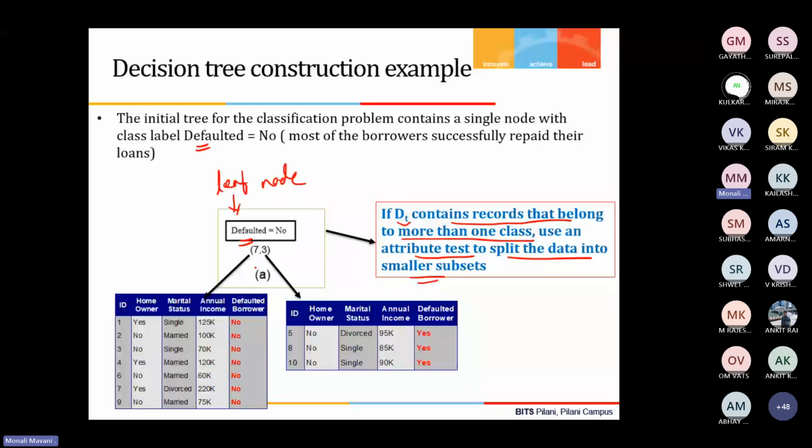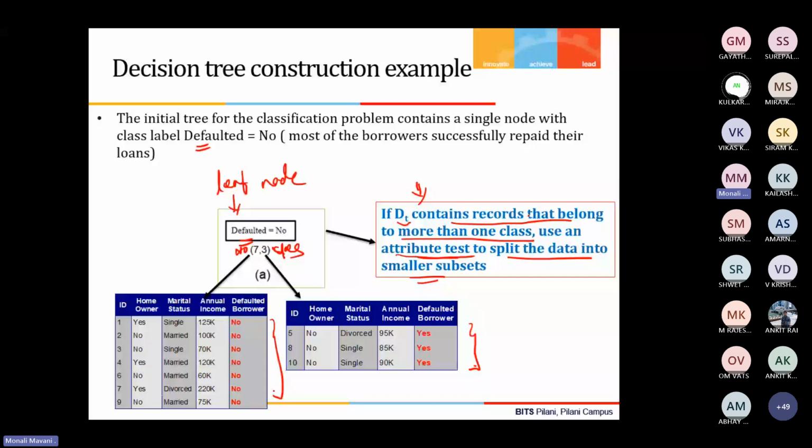We can see how many examples belong to the no class and how many belong to the yes class. There are 7 examples belonging to the no class and 3 examples belonging to the yes class. So by this statement, this node contains records that belong to more than one class. Yes, I have a representation for both classes. Then use the attribute test to split the data into smaller subsets.